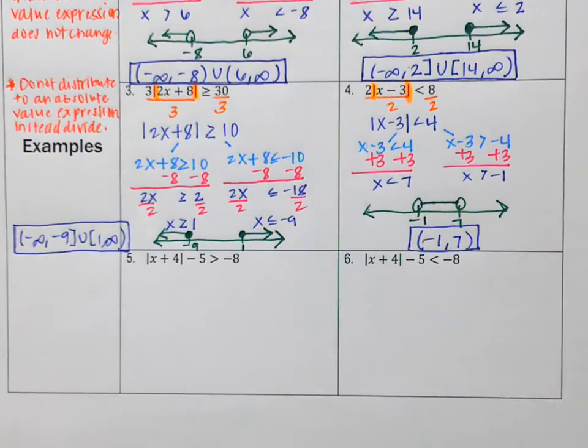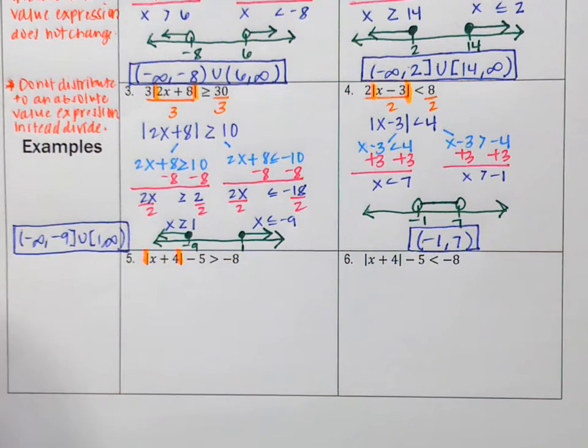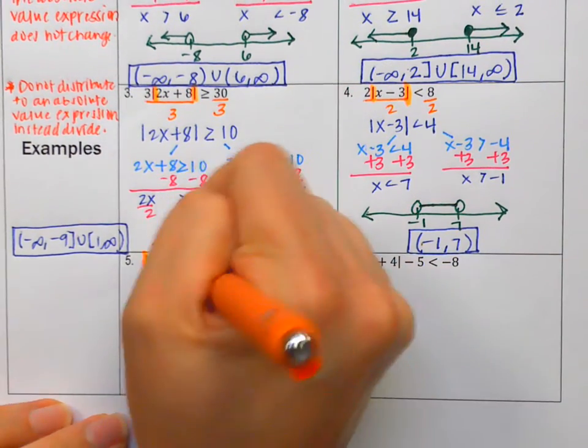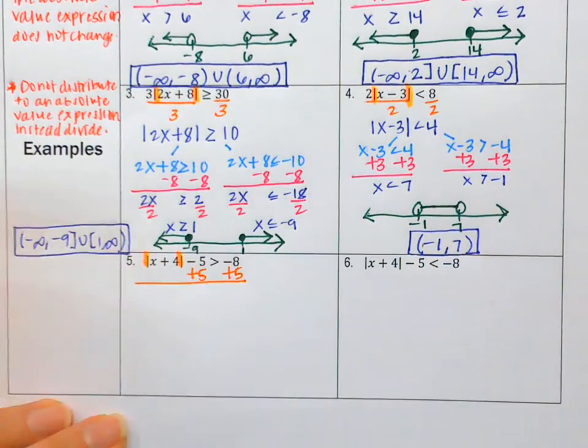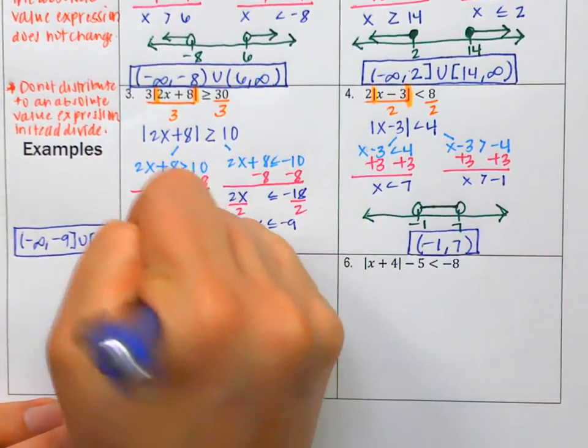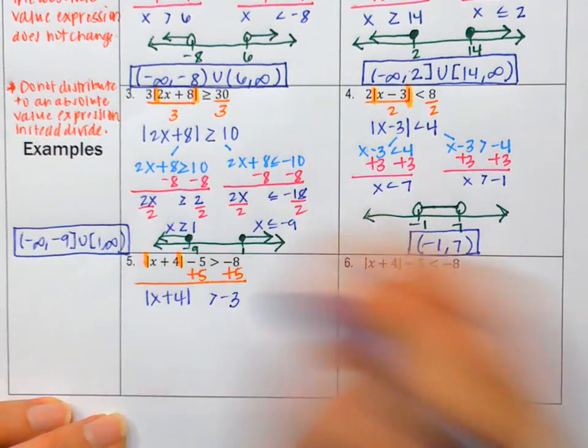Okay, so number 5 and number 6 are kind of our special ones, so I'm going to go over those. For number 5, again, we still want to start with the first step: get the absolute value expression all by itself. So we want to add 5 to both sides of the inequality, and I get the absolute value of x plus 4 is greater than -3.